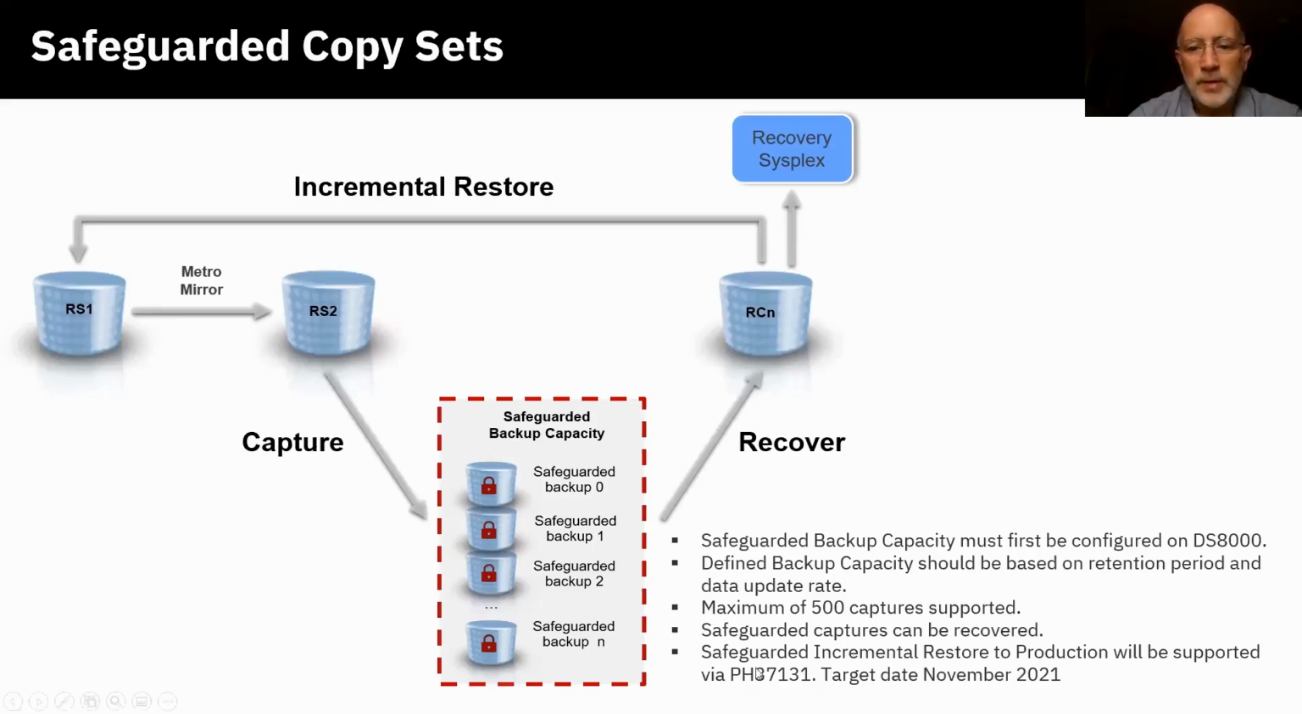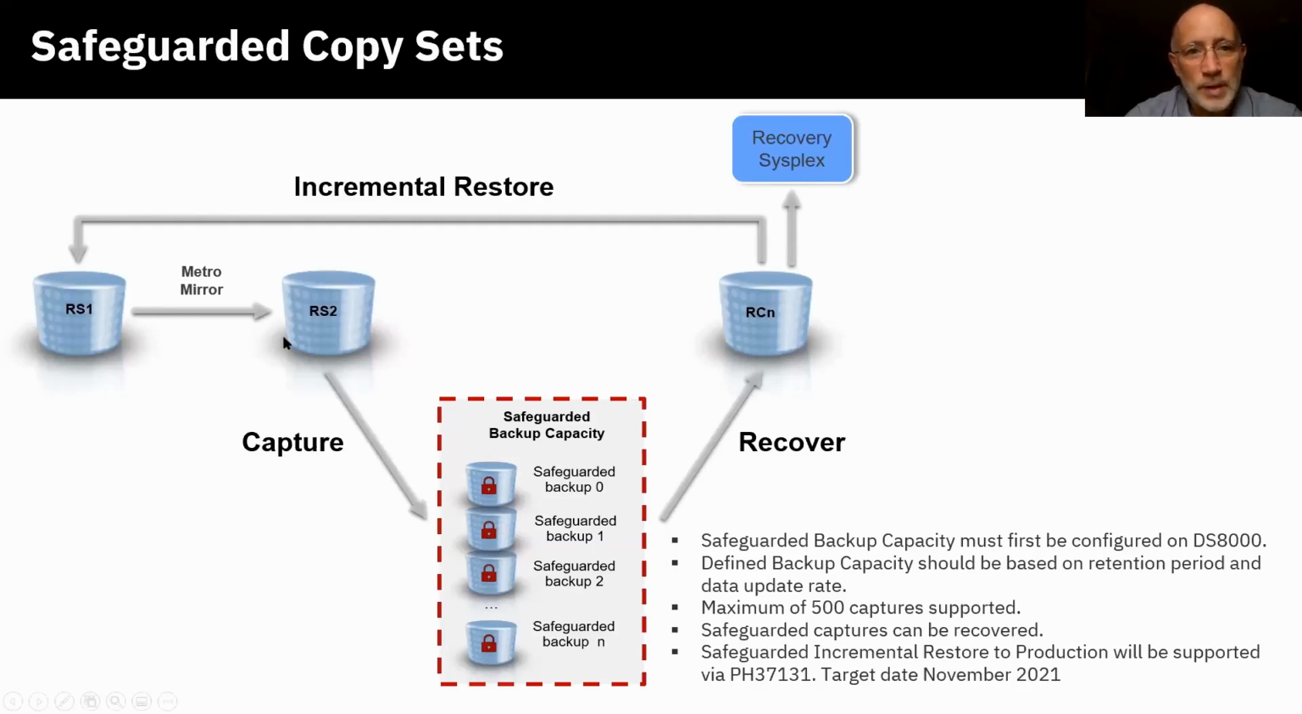What you can do with this APAR, which we are targeting to close at the end of this month, PH37131, is take one of those captures and run a process whereby it gets recovered to the recovery copy set and then incrementally restored back to, in this example, RS1. So at the end of this month, you should be able to take your safeguarded captures and restore them directly back into production in the event of a cyber event which warrants your data being compromised.